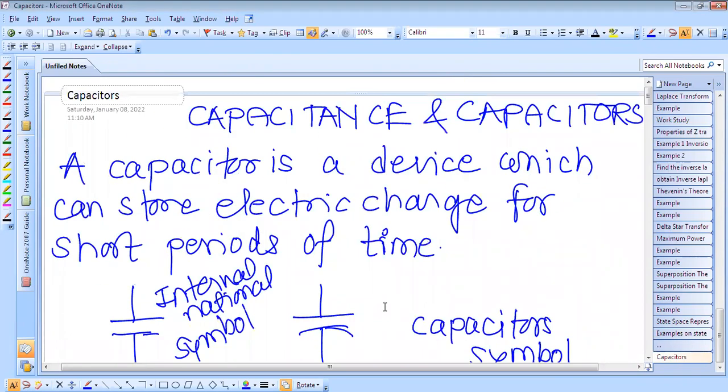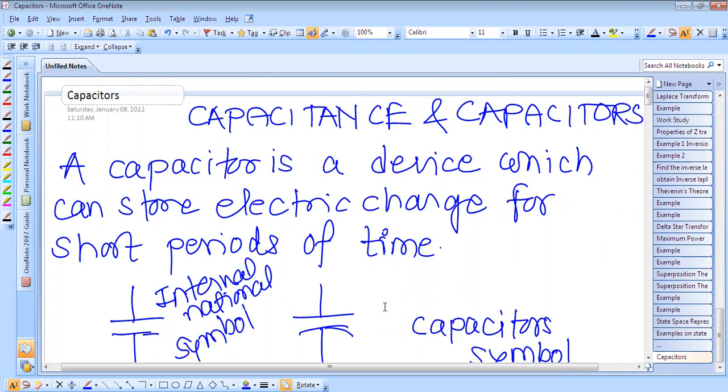Today we will discuss capacitance and capacitors. As you know, a capacitor is a device which can store electric charge for a short period of time. We have seen resistors. A resistor is an opposition to the flow of electric charge.